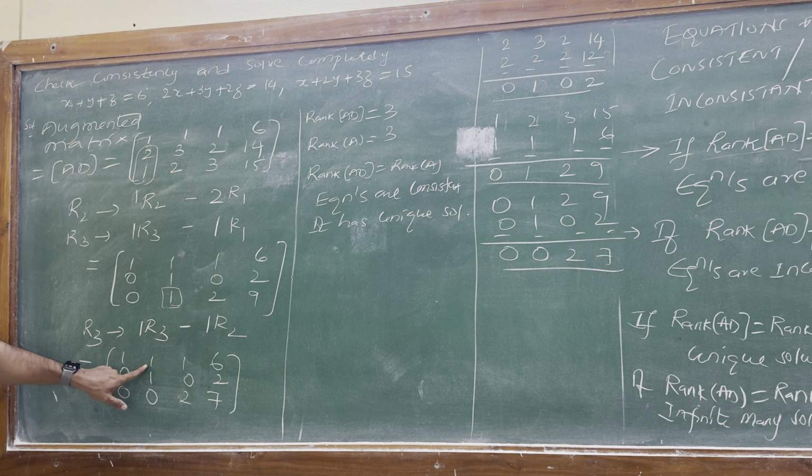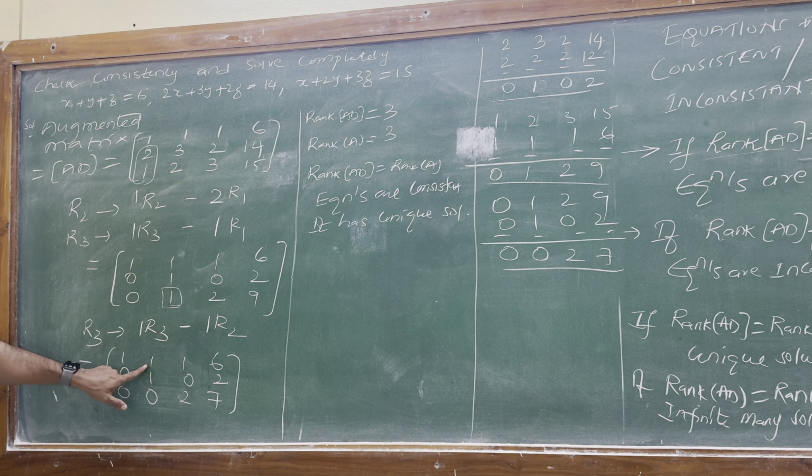First equation. Second equation, 0x, we will not take x. 1y, 0z will not take, equal to 2. This is second equation. Then we have 0x, 0y, so 2z. 2z is equals to 7. These are the 3 terms we got, in which one single answer is there anyhow.